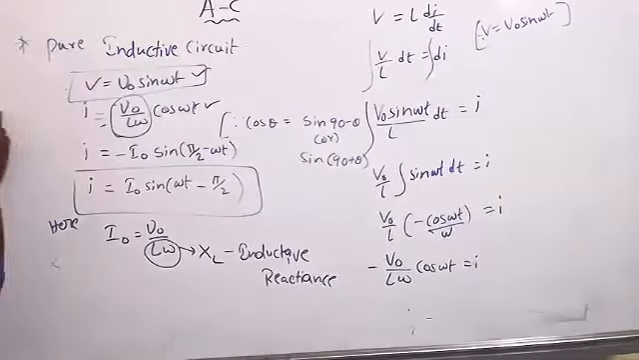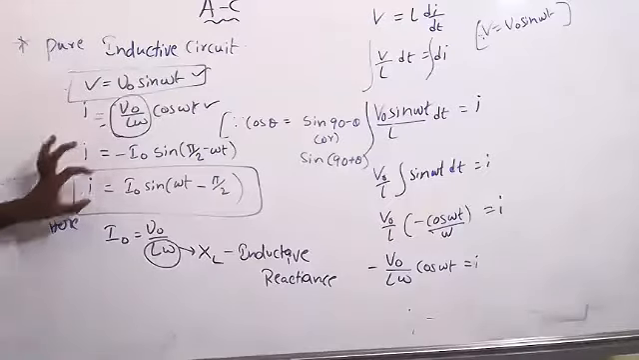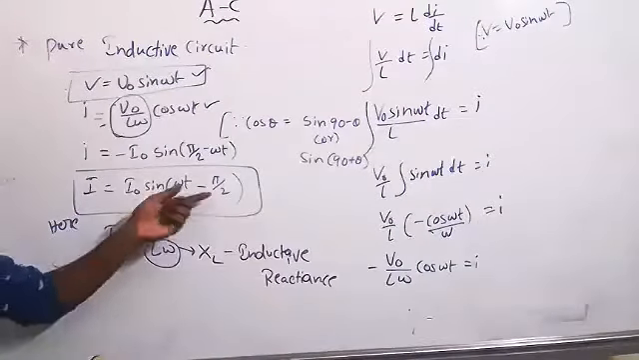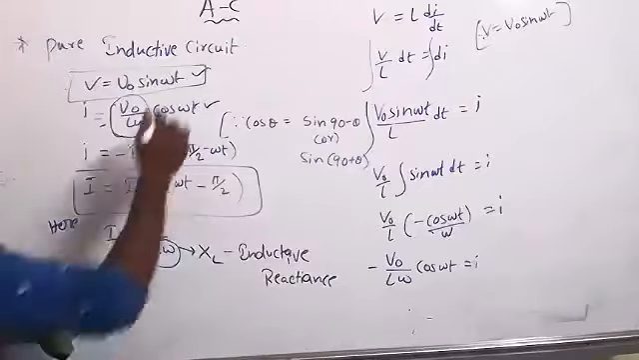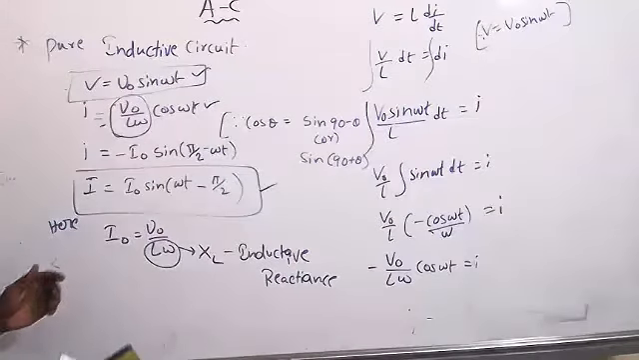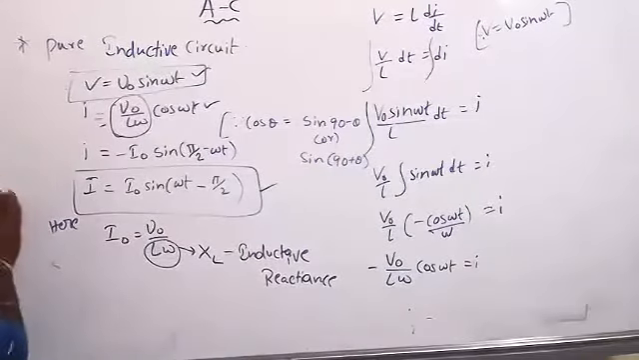So how much input I given? V is equal to V naught sin omega t. How much output I got? I is equal to I naught sin omega t minus pi by 2. Okay, it is in the sine function. Clear. Now what is the next step that we have to do? Phase difference. Yes, phase difference.